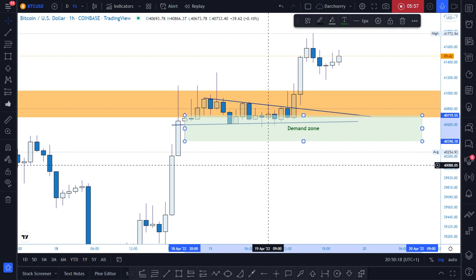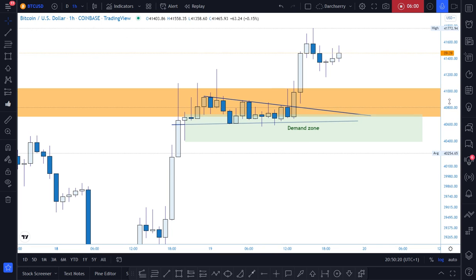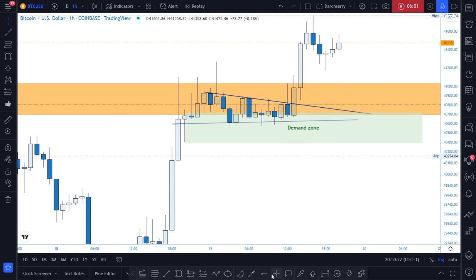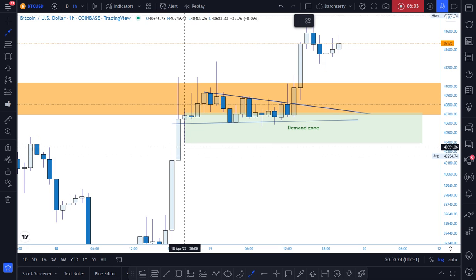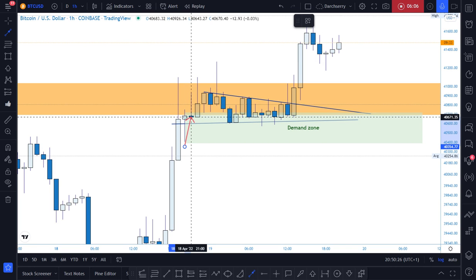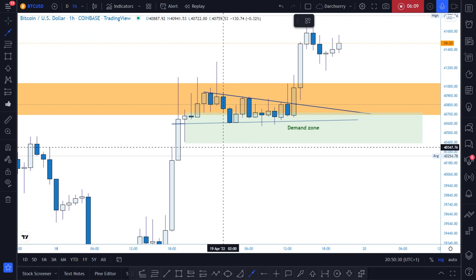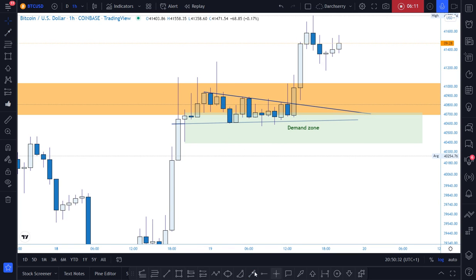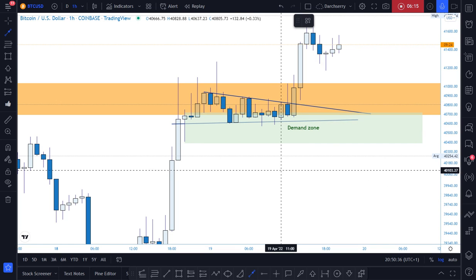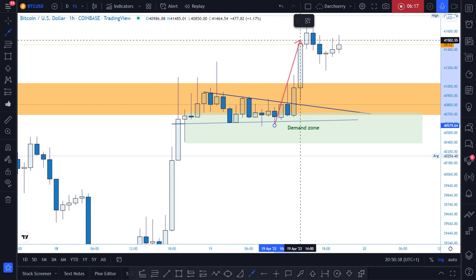Good. So the reason why we're having a demand zone around this area is because if we look into the past, we've seen specific rejection of this area a couple of times. As you can see, we've had rejection multiple times from this area before we had that move to the upside.